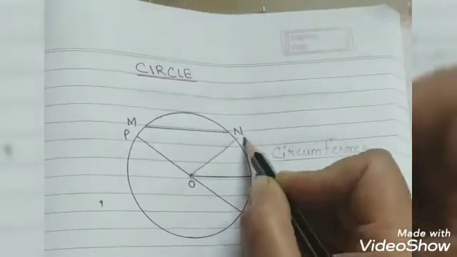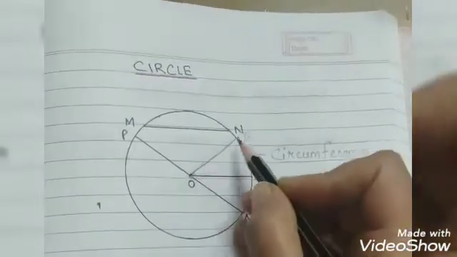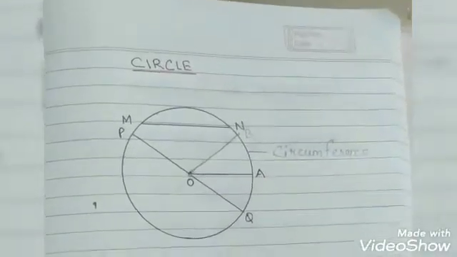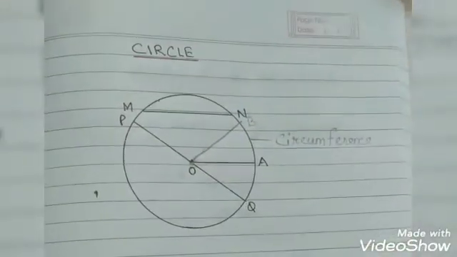We can draw any number of radii from point O like this. This is also a radius from the center of the circle to the boundary of the circle. All over the circle it is of the same distance.